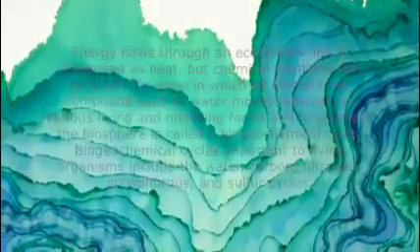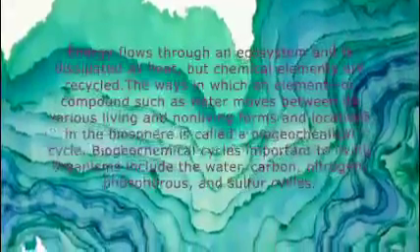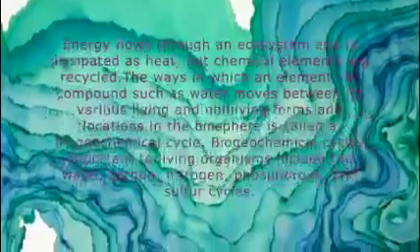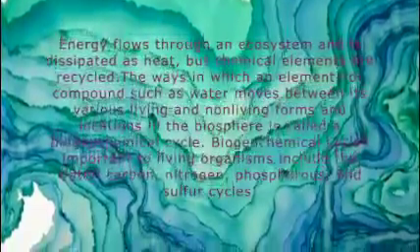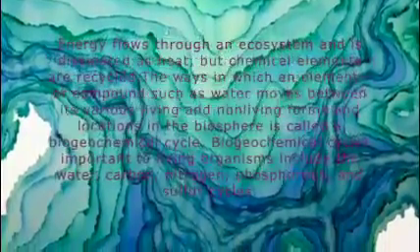Energy flows through an ecosystem and is dissipated as heat, but chemical elements are recycled. The ways in which an element, or compound such as water, moves between its various living and non-living forms and locations in the biosphere is called a biogeochemical cycle.